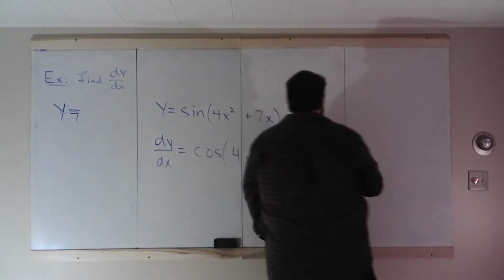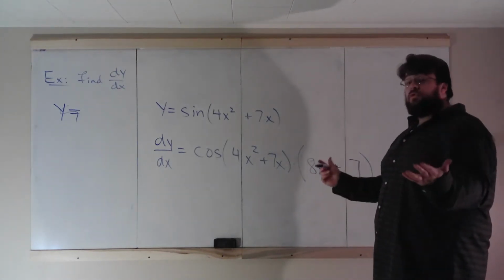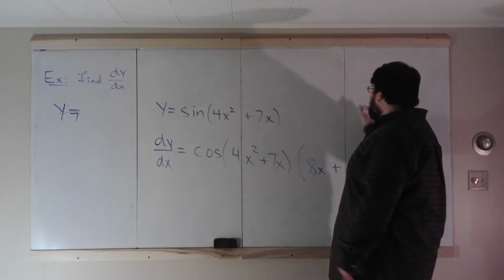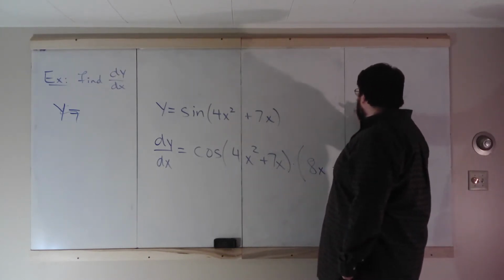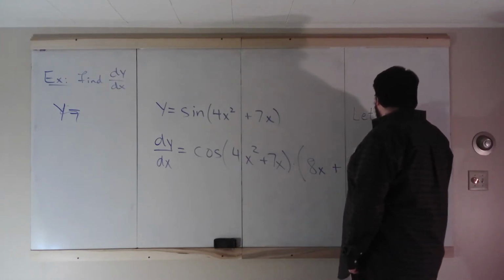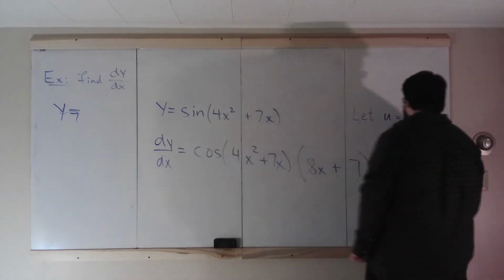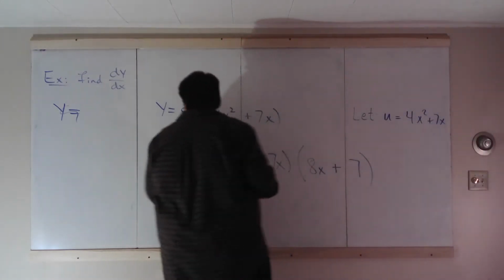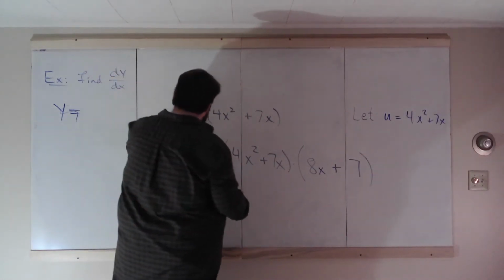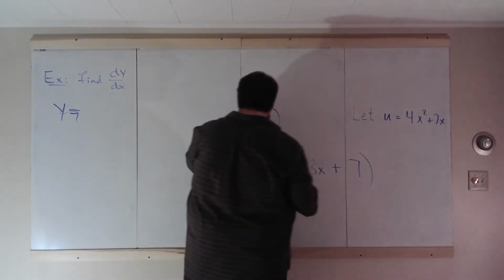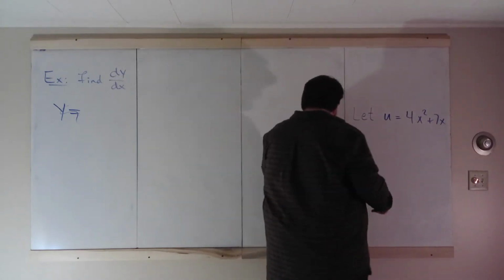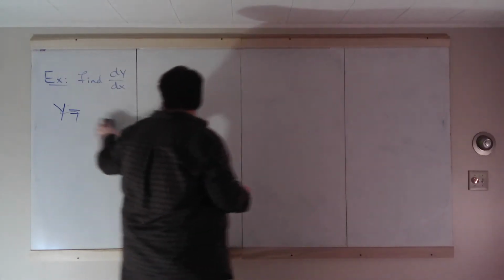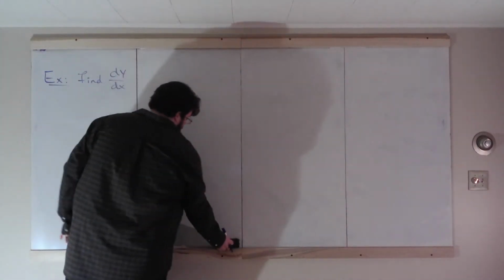What would the u substitution be if you wanted to do a u substitution, which you should write out the details. I'm not going to write out the details because it's very similar to the last one. What u substitution would you use? Well, let u be the inside of this: 4x squared plus 7x. And then you can check dy du is, again, cosine of u. Du dx is 8x plus 7. And then dy dx is cosine of u times 8x plus 7. And u equals 4x squared plus 7x.